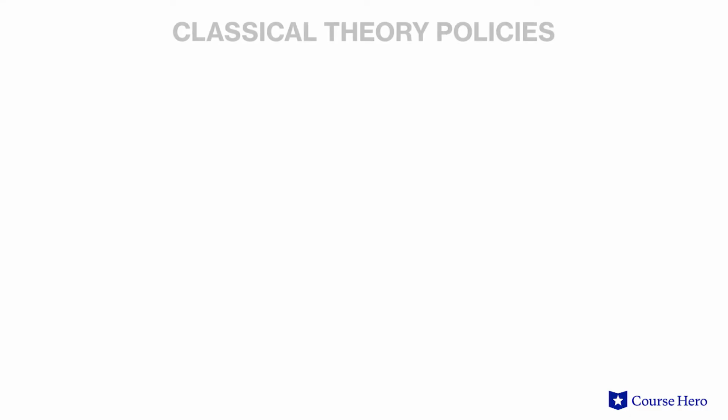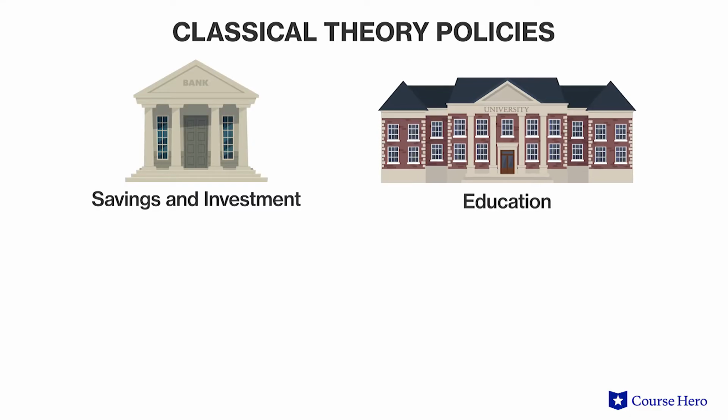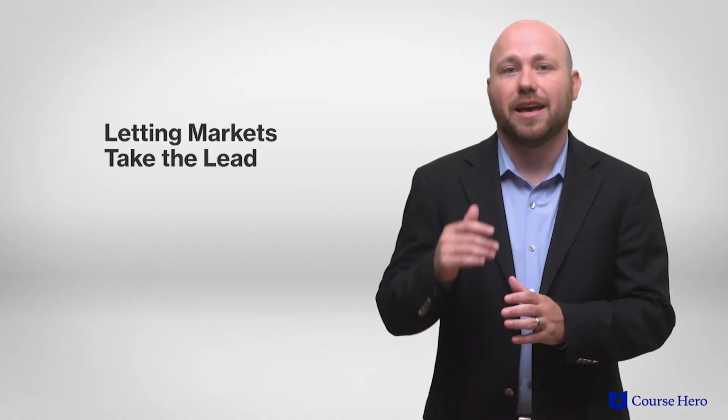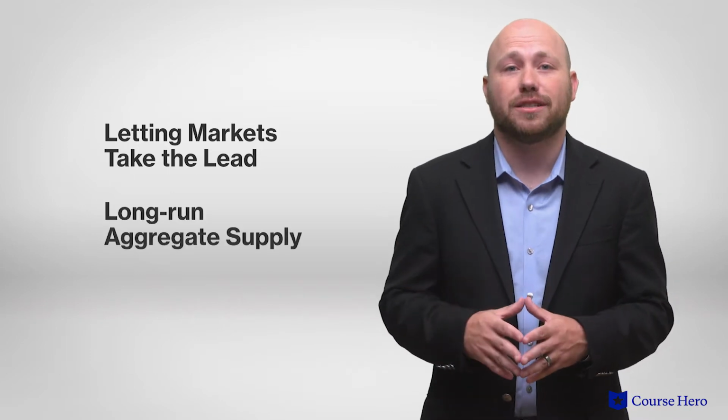Other policies the classical theory supports to achieve long-run economic growth are savings and investments, education, technology, and research and development. This model essentially translates to letting markets take the lead and having an emphasis on long-run aggregate supply.